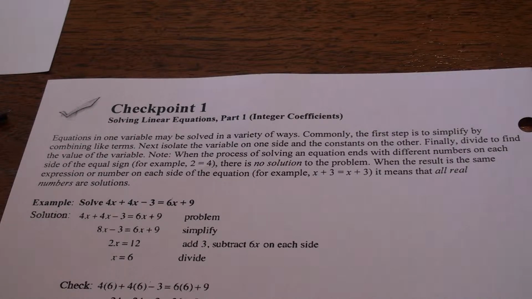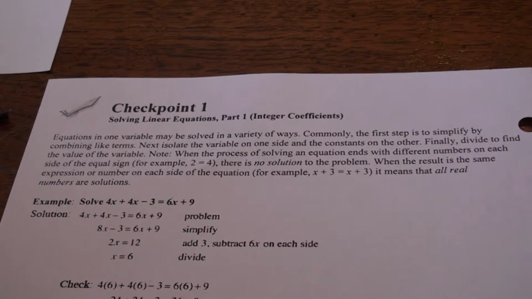Note, when the process of solving an equation ends with different numbers on each side of the equal sign, for example, 2 equals 3, there is no solution to the problem. When the result is the same expression or number on each side of the equation, for example, x plus 3 equals x plus 3, it means that all real numbers are solutions. So let's take a look at the examples.